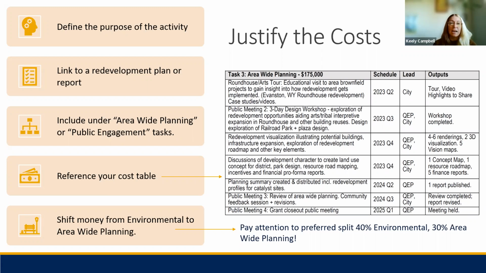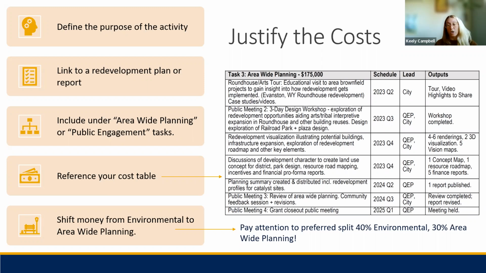But a different approach to that is shifting some of that environmental money into area-wide and site-specific redevelopment planning. Again, with the hopes of helping move those sites forward through the redevelopment process, and not just sticking with those initial due diligence exercises. So if you read through the grant guidelines, there's a couple important things to pay attention to. One is the preferred split of using 40% of the grant funds on environmental. So again, that would include things like phase 1 and phase 2 environmental site assessments.